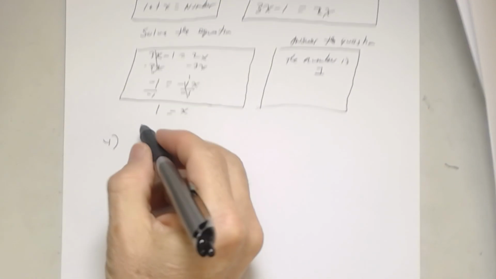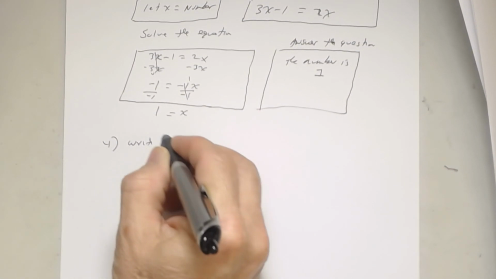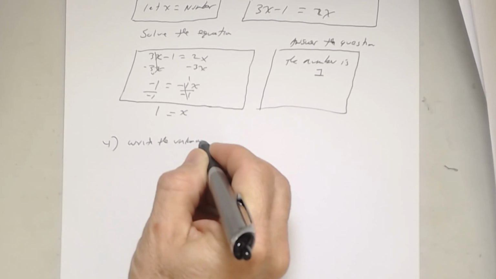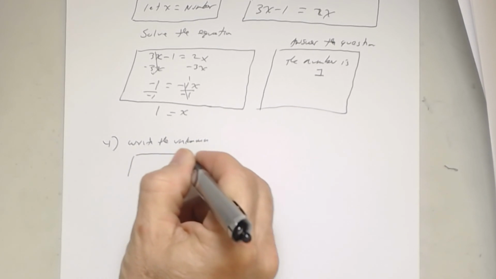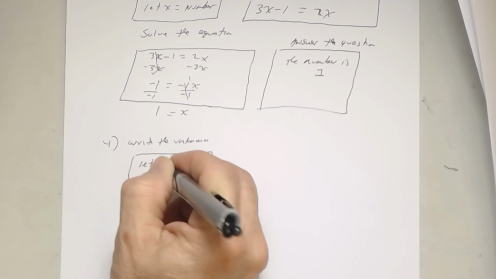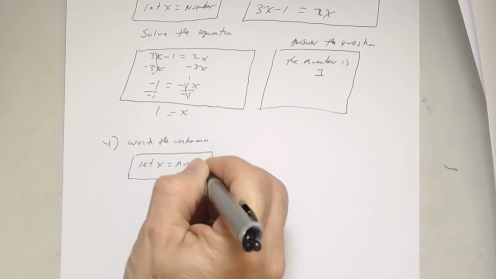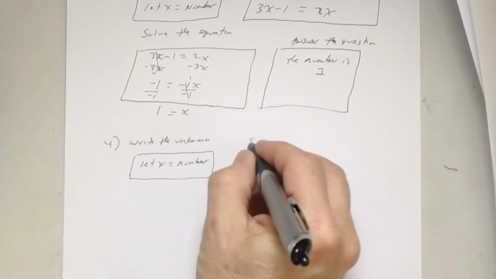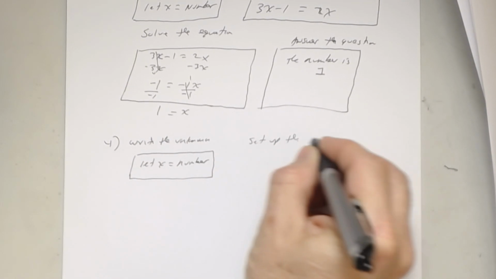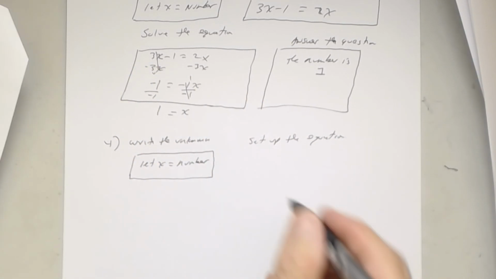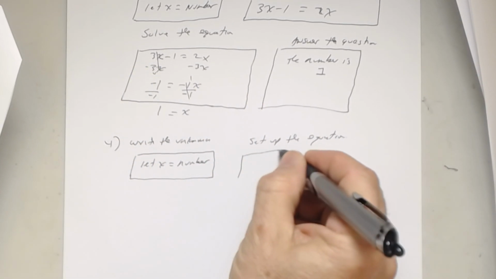All right, so write the unknown. There's only one unknown here, and it is the number, right? So x equals number. That's what you're to find. Set up the equation. So you set the equation as you read it. That's the easy kind with those translation word problems. Just set it up as you read.